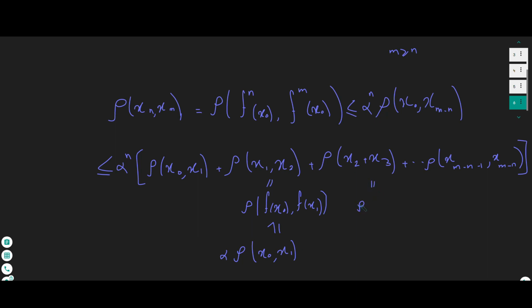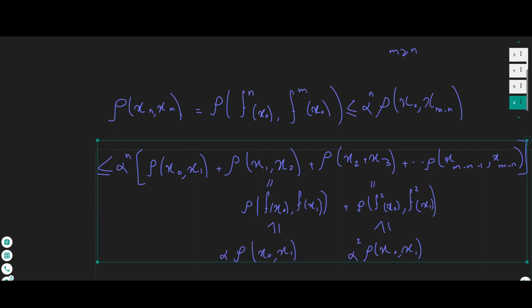Here, this will be rho of f applied twice to x sub 0, f applied twice to x sub 1. This is less or equal to alpha squared. Now f is applied twice, so we take alpha squared. Rho x sub 0, x sub 1. We get the same common term. We apply this to all of them. And what do we get? Let me copy this to the next page and see.